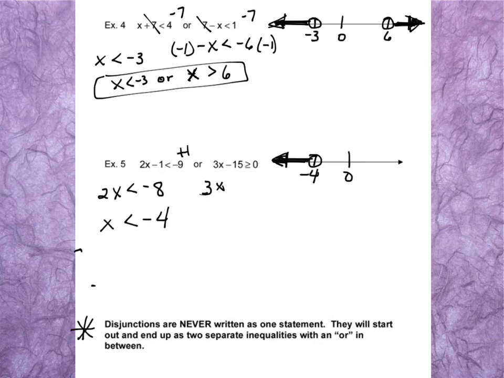So 3x here, add your 15 across, is greater than or equal to positive 15. So x is greater than or equal to 5. So 5 goes on the number line. This one is greater than or equal to, so it's a shaded circle, and it's going greater than will be to the right. And they do in fact point away from each other as they should. Okay. That's the end of 1-3.